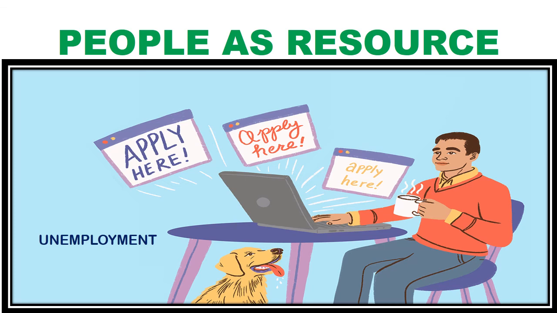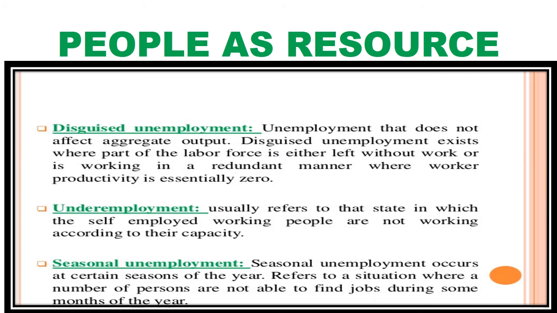The nature of employment in India. In India, we can divide it into three types, that is disguised unemployment, underemployment, and seasonal unemployment. Disguised unemployment exists where part of the labor force is either left without work or is working in a redundant manner where worker productivity is essentially zero.